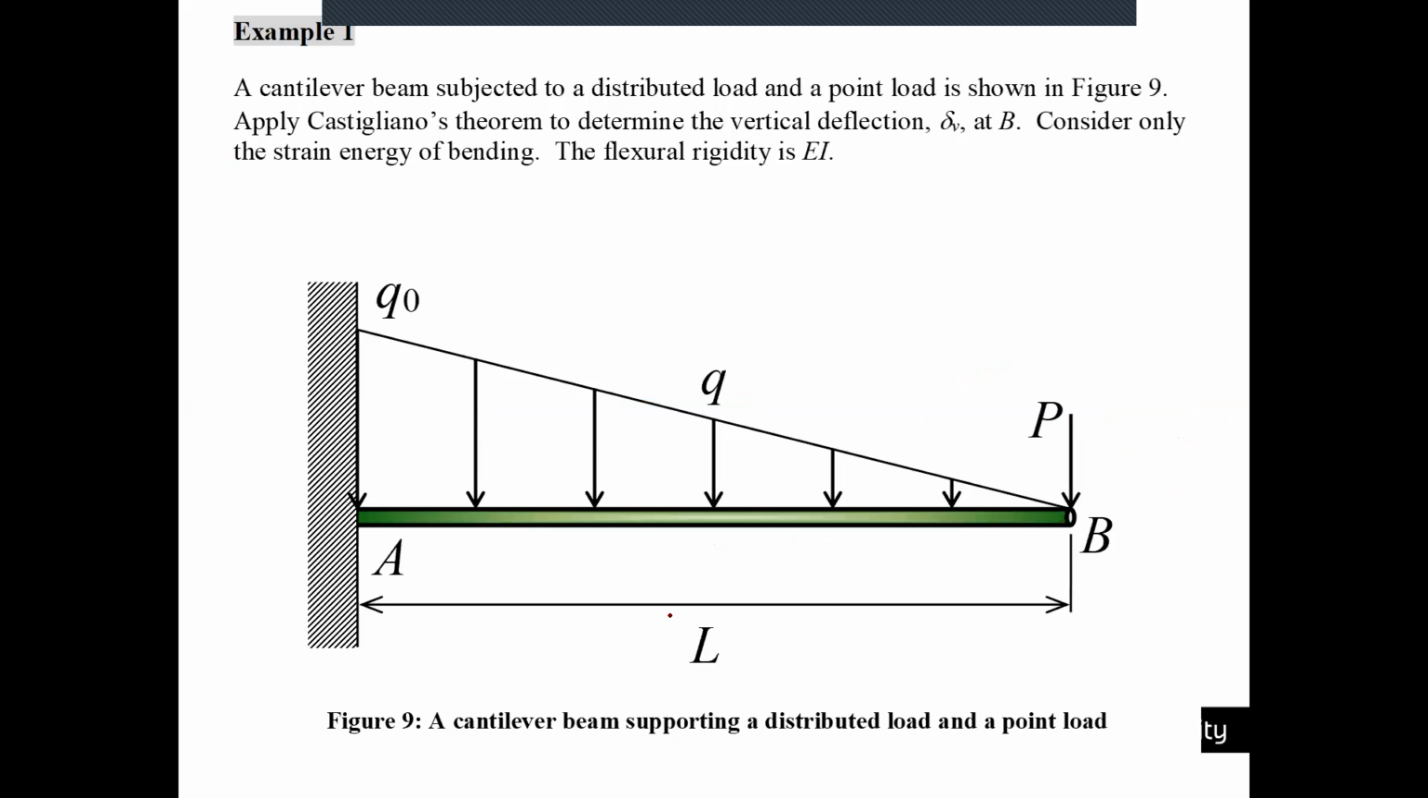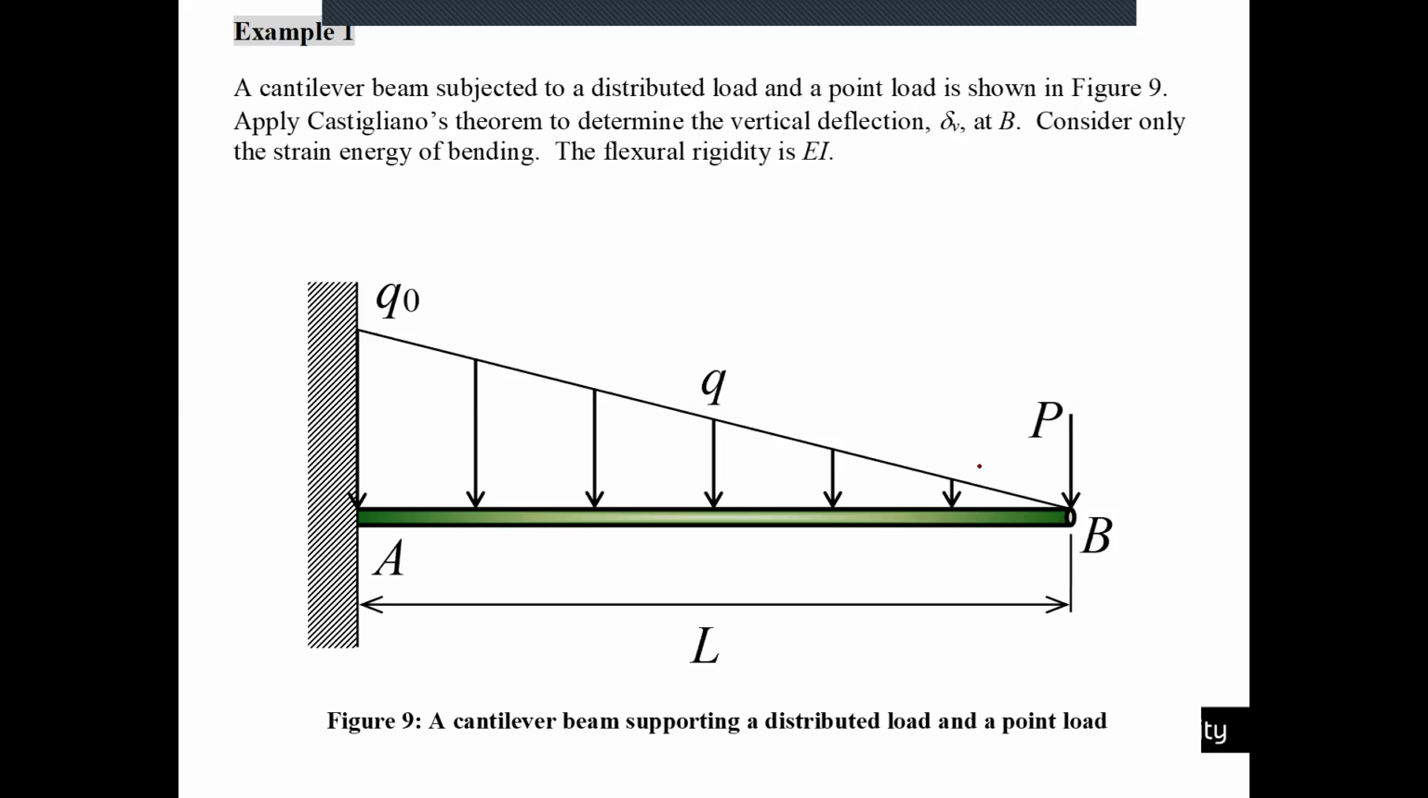So let's see with this example. It's available in your lecture note as well. The cantilever beam is subjected to a distributed load, and you can see this is a distributed load. At this point there is a P load, and here the distributed load is 0, but here it is Q node. So the distributed load function is Q, and you need to find the function of this Q.